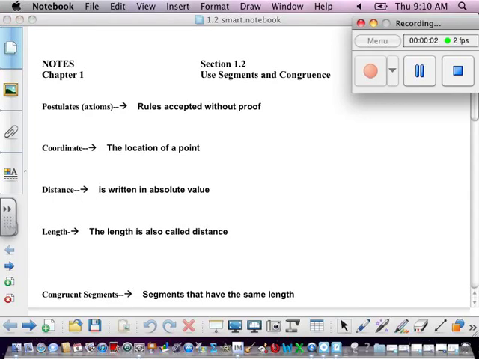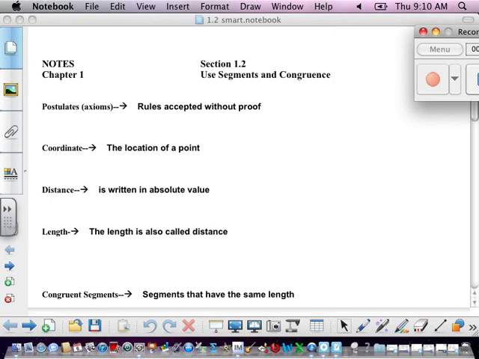All right, ladies and gentlemen, what we're looking at here is section 1.2, using segments and congruency. We're going to go through a couple of definitions. We're going to talk about postulates, coordinates, distance, length, and congruent segments.